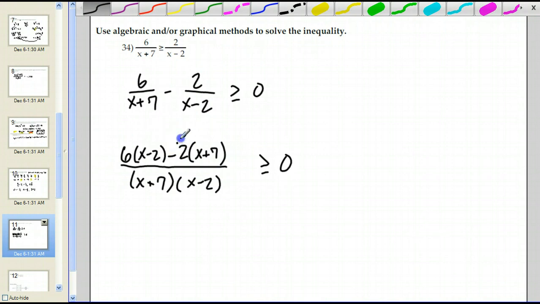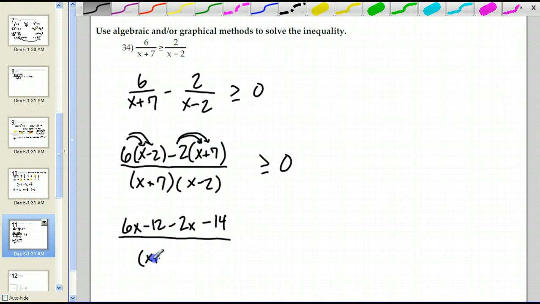Alright, and now distribute this -2 through. Don't forget the negative. And you get 6. Distribute this through as well. 6x minus 12 minus 2x minus 14 all over x plus 7 times x minus 2.